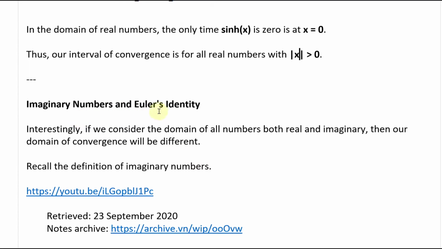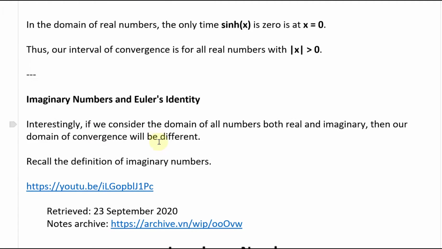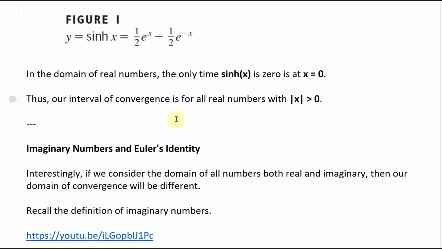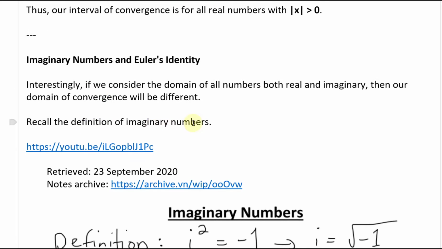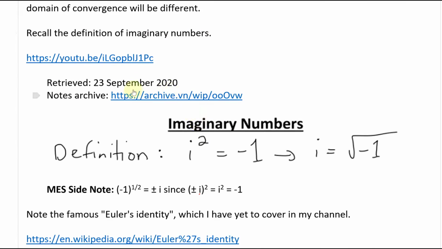Imaginary numbers and Euler's identity. Interestingly, if we consider the domain of all numbers, both real and imaginary, then our domain of convergence will be different, because the PDF uses a different domain here. It was accounting for imaginary numbers. So recall the definition of imaginary numbers from my earlier video: i squared is equal to -1. And then taking the square root, i equals the square root of -1. Just square root both sides like that.